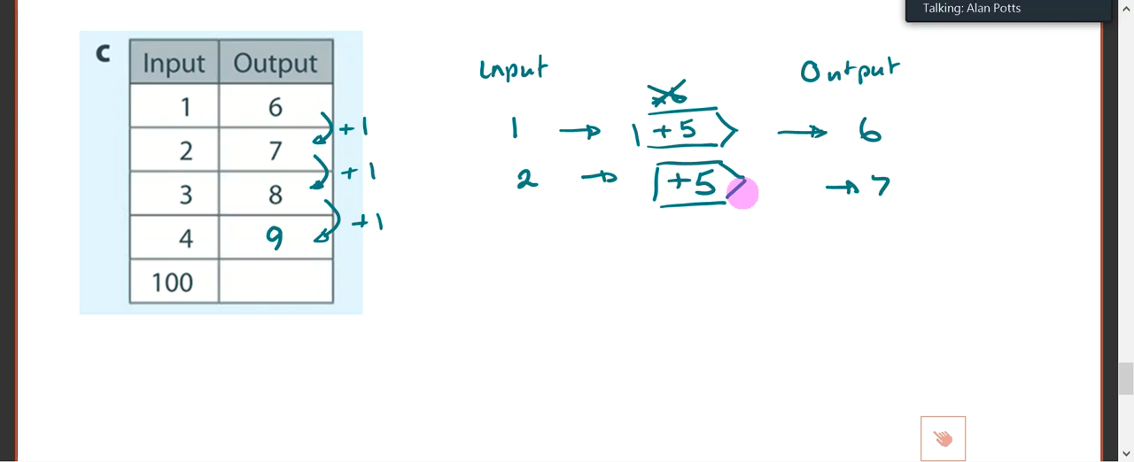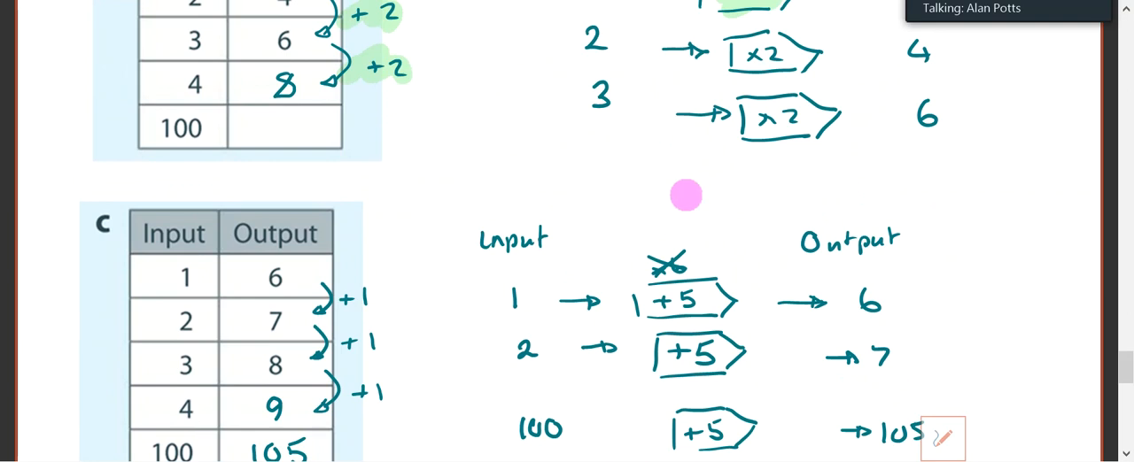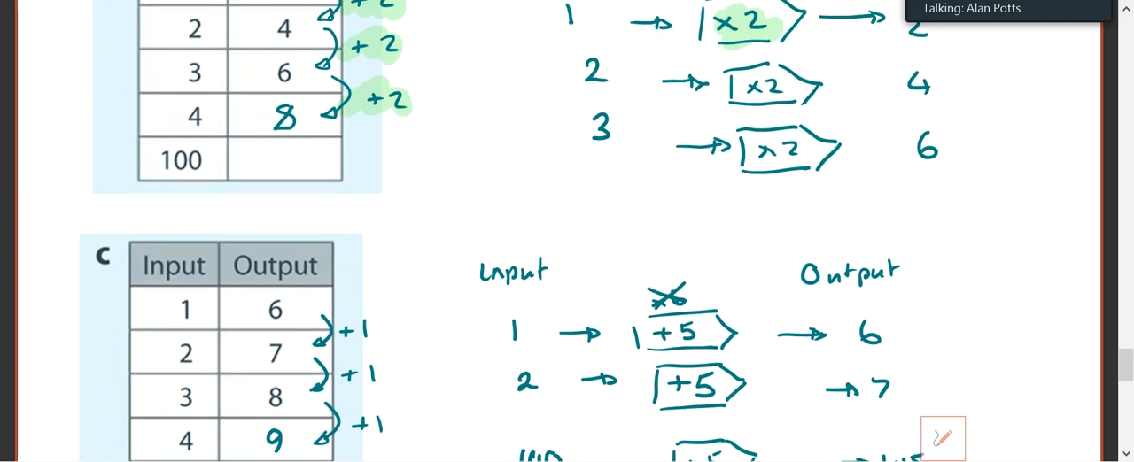So just to finish off the two questions then, if I'm going to put 100 in, I'm then going to add 5, and it's going to be 105. If we go back to the other one, we've decided it's multiplied by 2, so if I put 100 in, times 2 gives me 200. Okay.